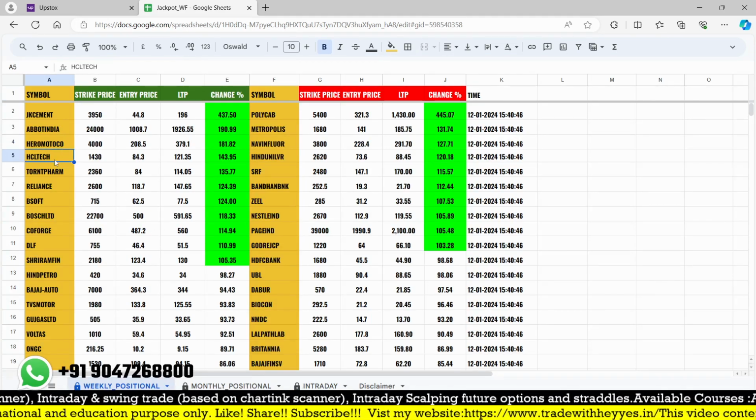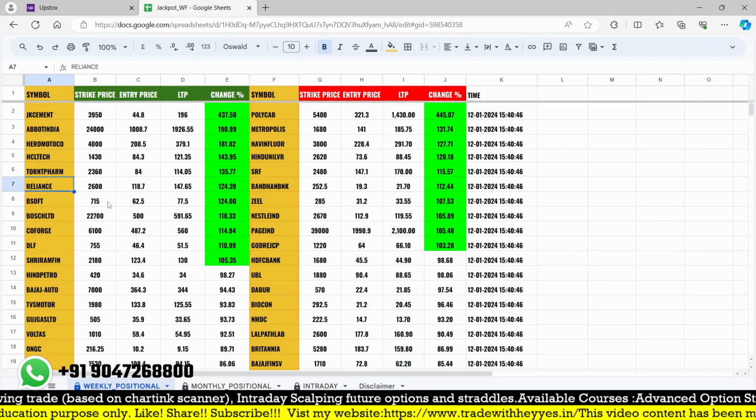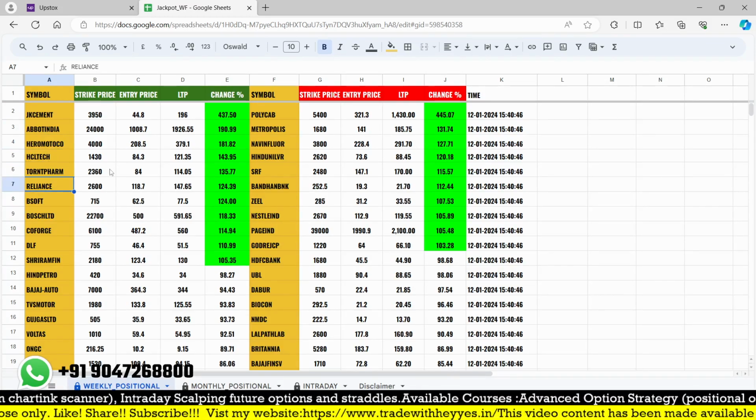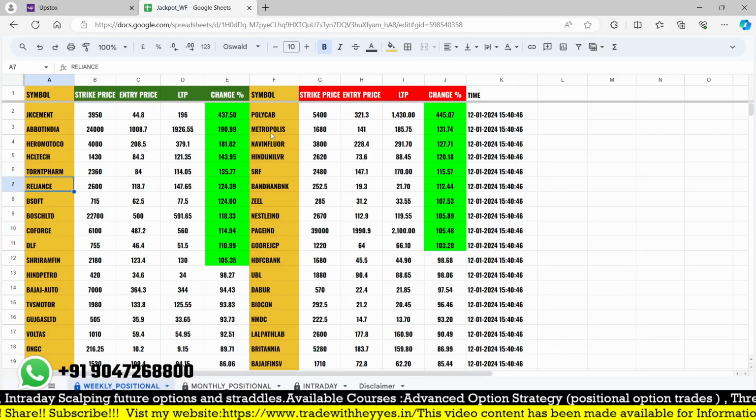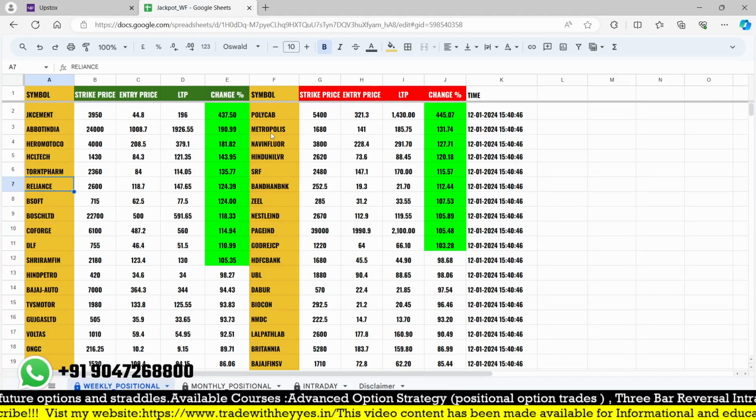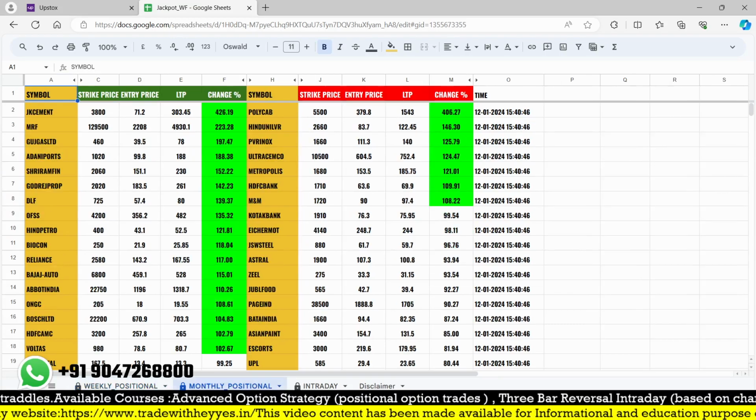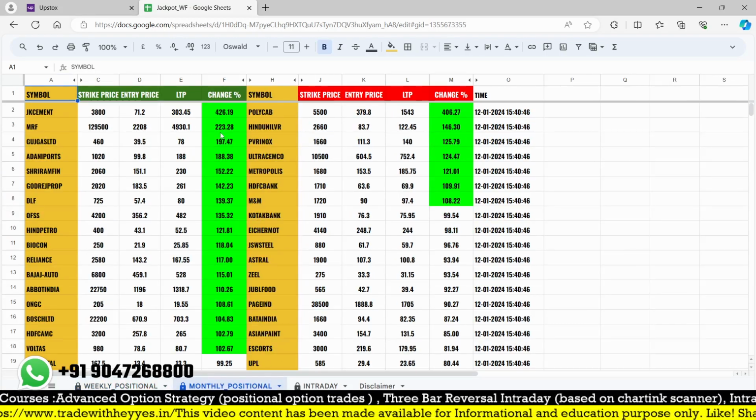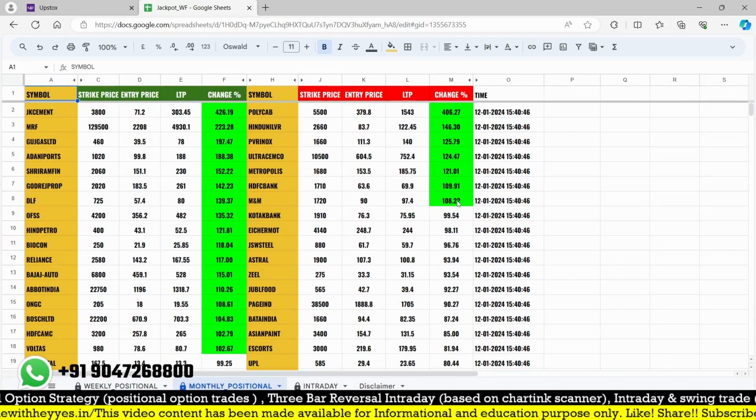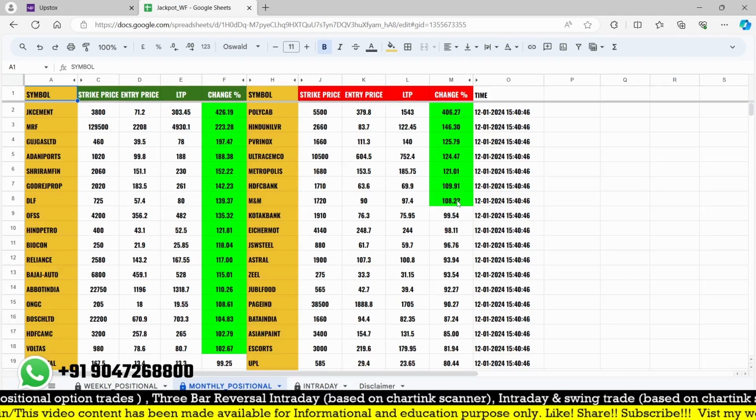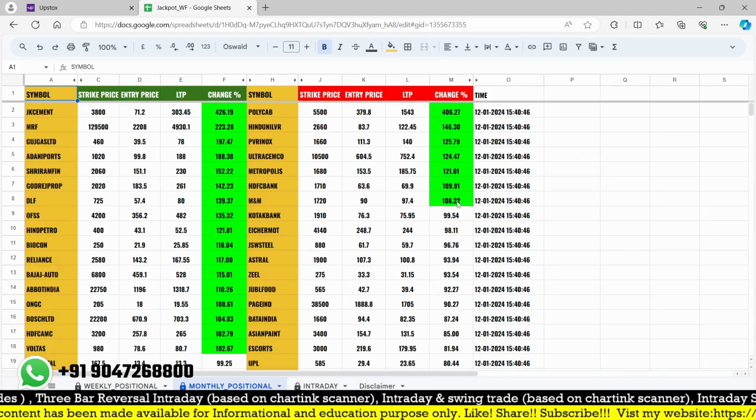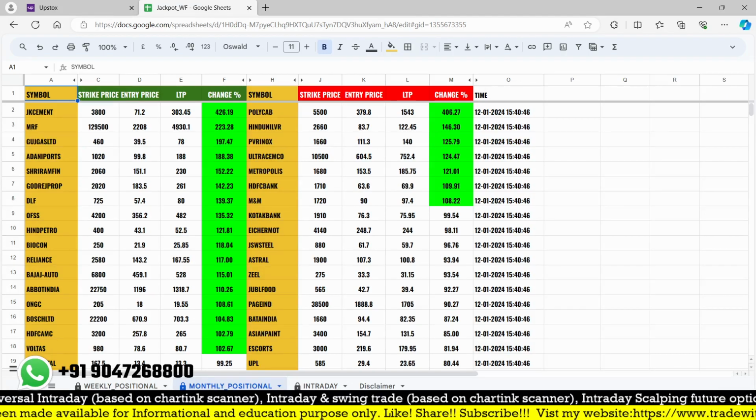Hero Motor Corp, HAL and Reliance are the stocks that gave you a good movement on the call side, and on the put side, Metropolis and Hindustan Unilever gave you a good movement last week. As of now, in the monthly sheet, we have one stop loss and almost six targets on the call side and two targets on the put side. We are waiting at this moment because the sheet is still valid for the next 15 days, up to the expiry.